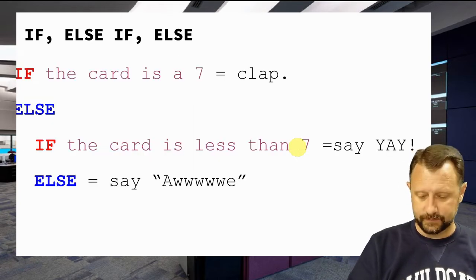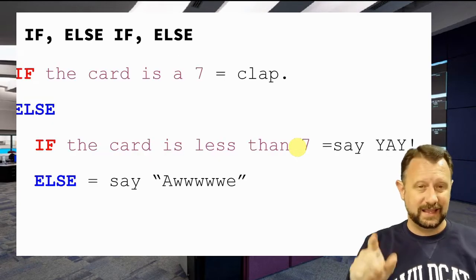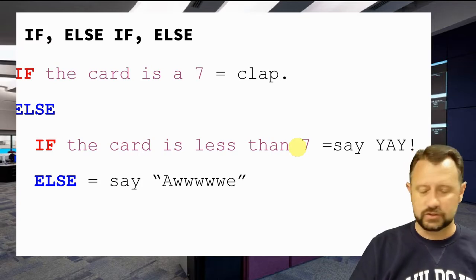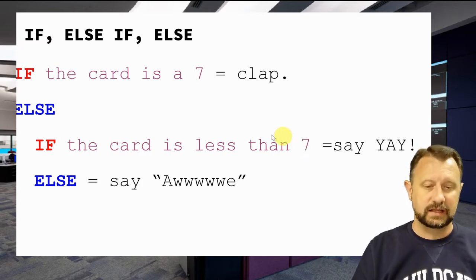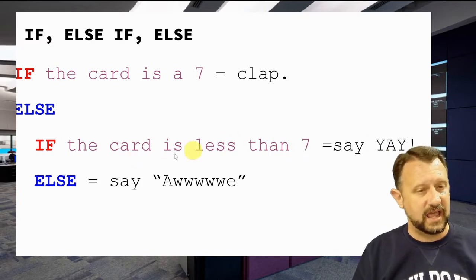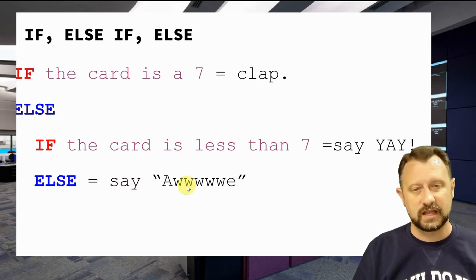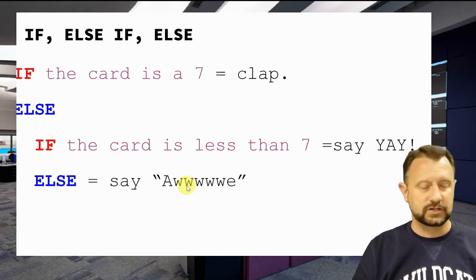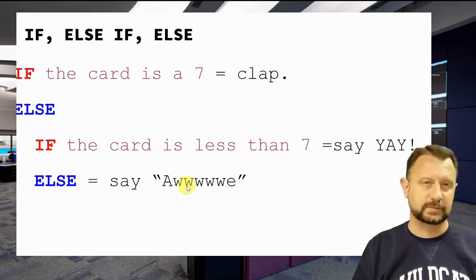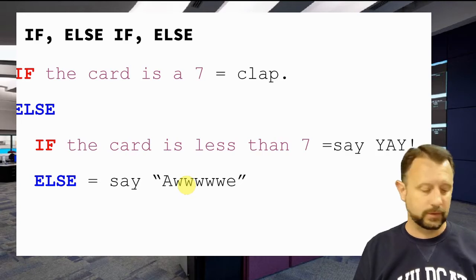Let's try this one. I'm going to complicate it a little bit more. If it's a 7, then you should clap. Else, if it's less than 7, say yay. And else say ah. So now I'm putting a conditional inside a conditional, and what that lets me do is have more than one choice.